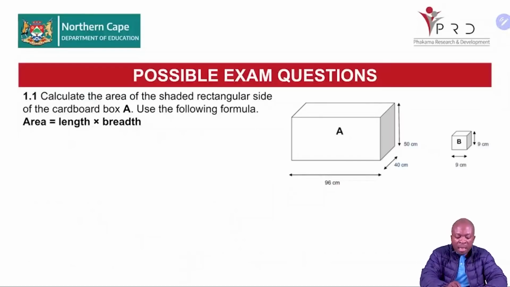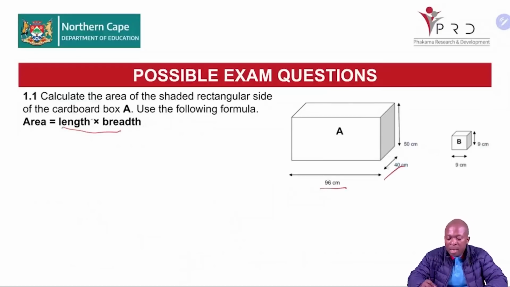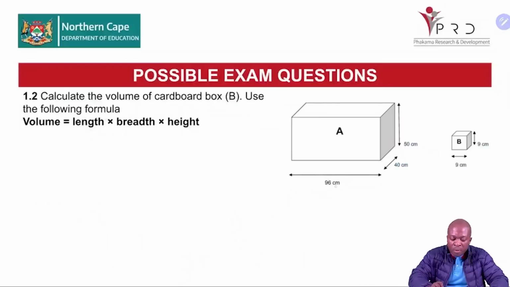So they said we must calculate the area of the cardboard box A. So area is always length times width. So it's going to be length multiplied by the width. Because the units are the same, you don't worry. You multiply them and then you finish. Then you go to calculate the volume of box B.